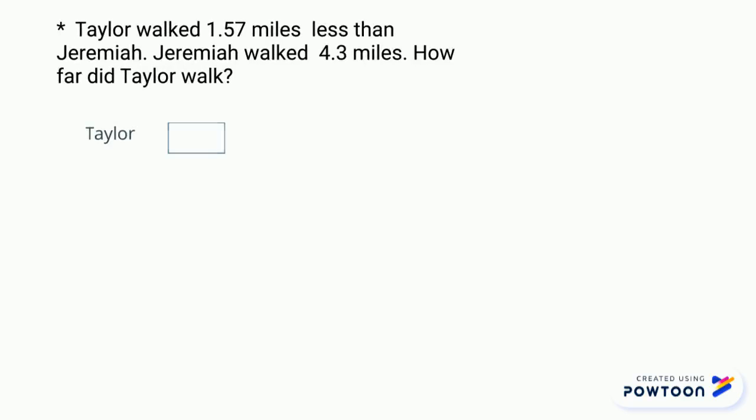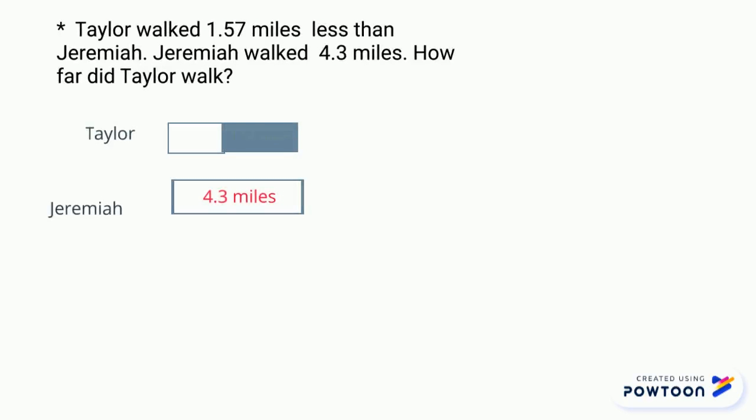We are going to use the tape diagram. For Jeremiah, we're going to mark his as 4 3/10 miles, and Taylor's, we know hers is 1 57/100 miles less, so hers is in the dark section of her tape diagram. We don't know how far she walked, so we're putting it as an X.